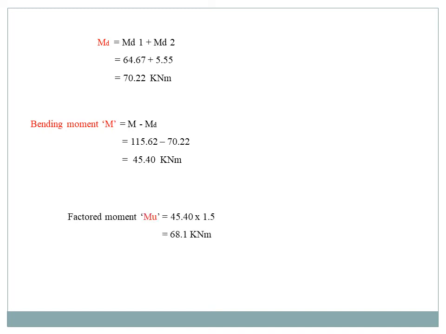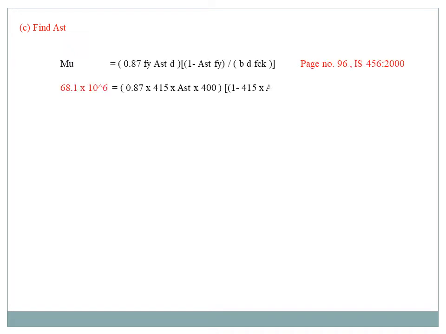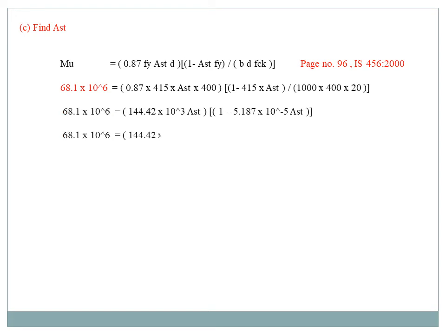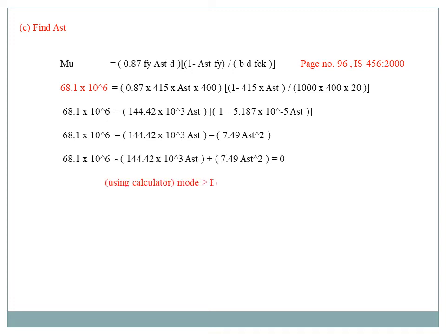Then factored moment. So M is equal to 45.40 into 1.5. That 1.5 is the factored load. So we got 68.1 kilonewton meter. Then next, find AST. M is equal to 0.87 FY AST into D, 1 minus AST FY divided by BD into FCK. This formula is taken from our codebook, page number 96, IS 456 2000.